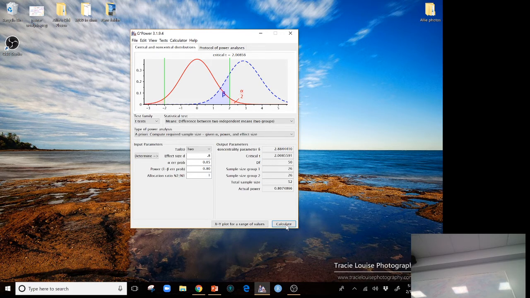I didn't even know that table existed until I got out of this book. I'd never learned to use the table. I just always used the formulas and G*Power.